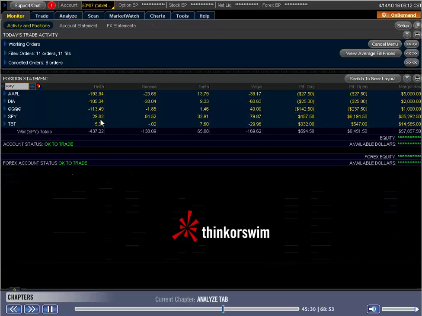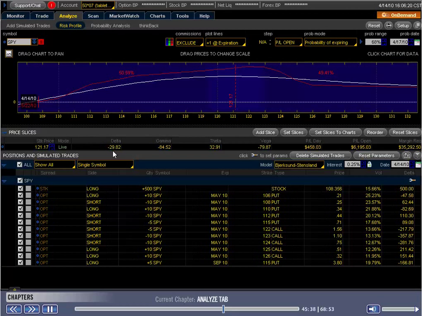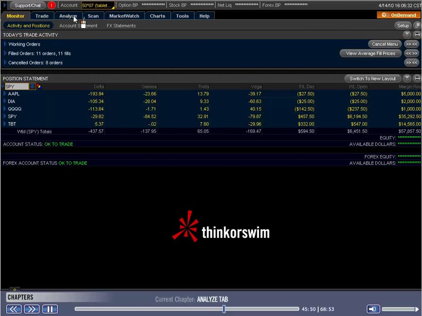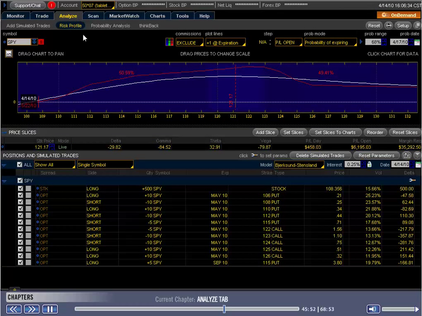Go to the Monitor tab here. Take a look at my Monitor tab. Negative 29.82 deltas. Take a look at my Analyze tab. I'm negative 29.82 deltas. So what I'm asking is, the Greeks here in this Analyze tab are identical to the Greeks found here in the Monitor tab. So jump back to the Analyze tab. Why bother bringing you to the Analyze tab?